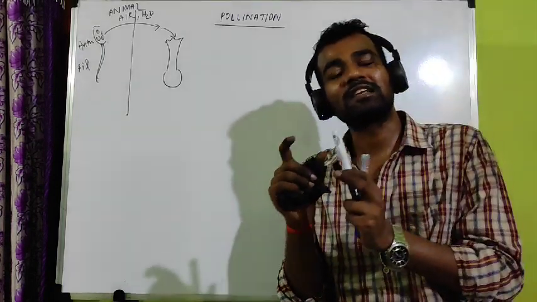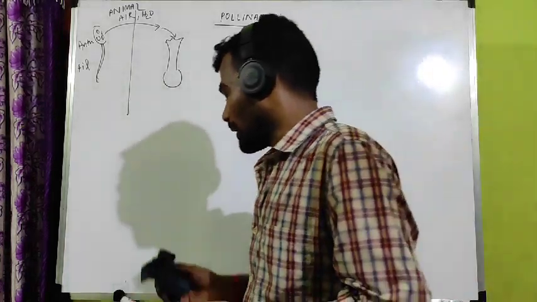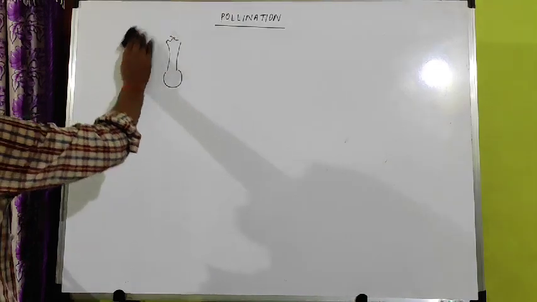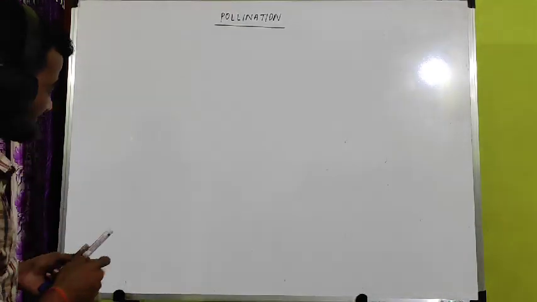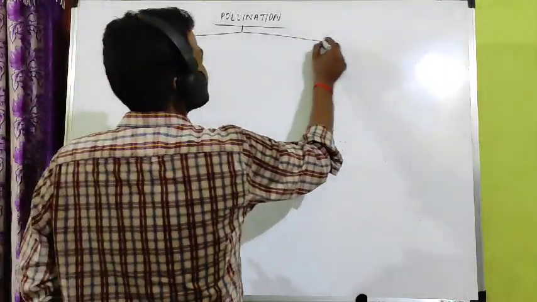It can take place in a single plant. It can take place between two different plants also. So one by one we will discuss the classification of pollination. Now come to the different types of pollination. Pollination is categorized into two types.